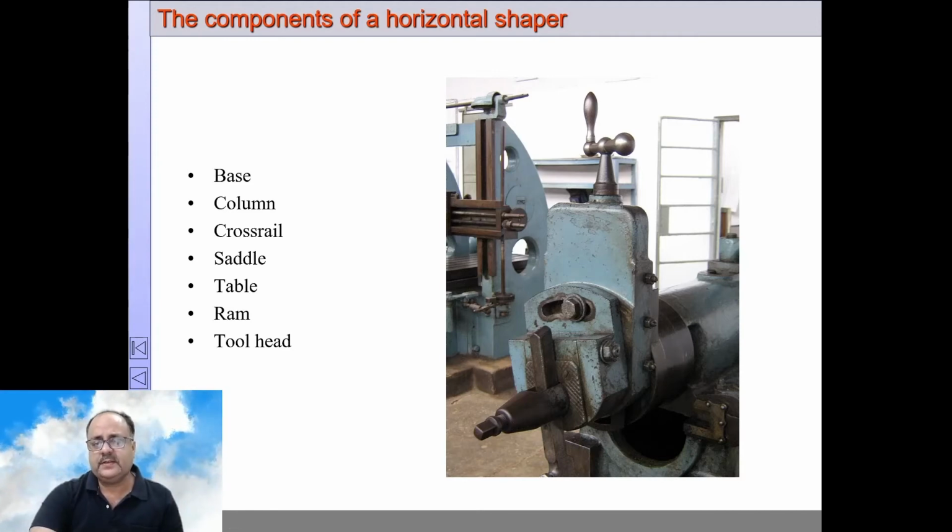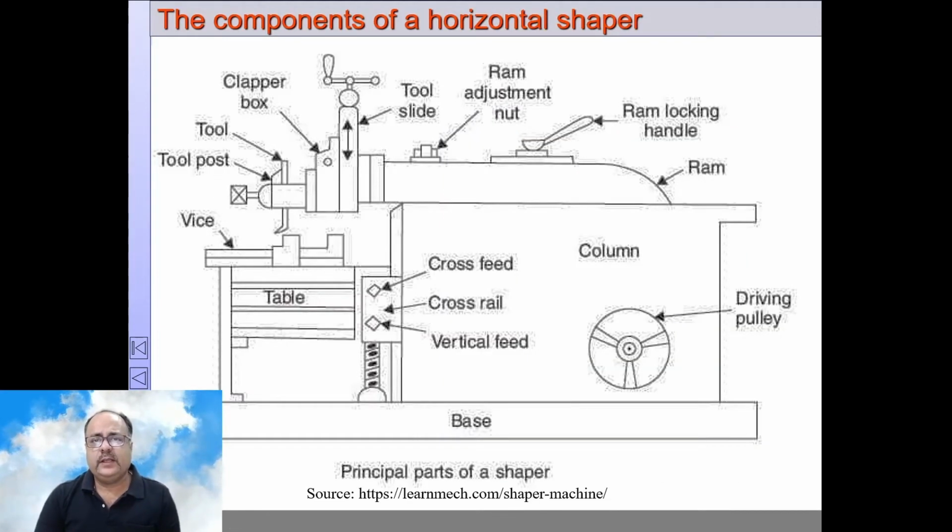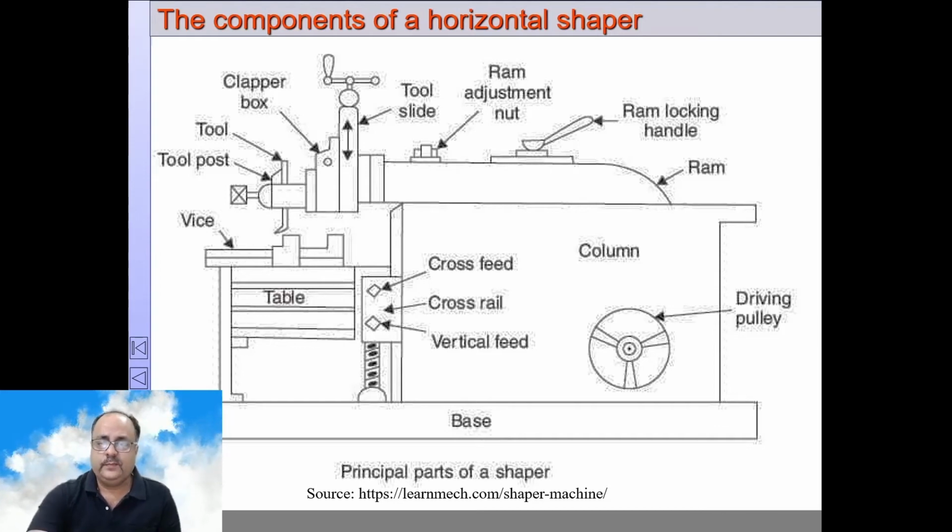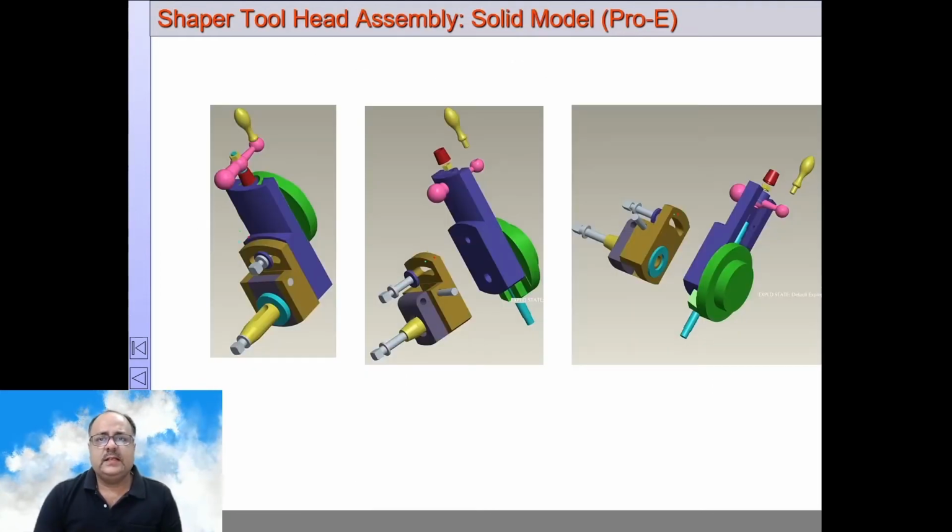So we have a schematic diagram of a shaper machine. These types of diagrams are useful to draw in the exam. You can use this diagram for drawing in the exam. Okay, this is a solid model which I have made using Pro software, solid modeling software. Pro is now called Creo.